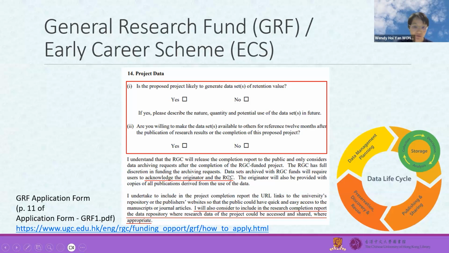And if you are getting funding from the RGC, then when someone else uses your data, they have to acknowledge you, cite you, and cite the data set's DOI in their work when they publish. So it gives you some research impact by letting someone else use your data.